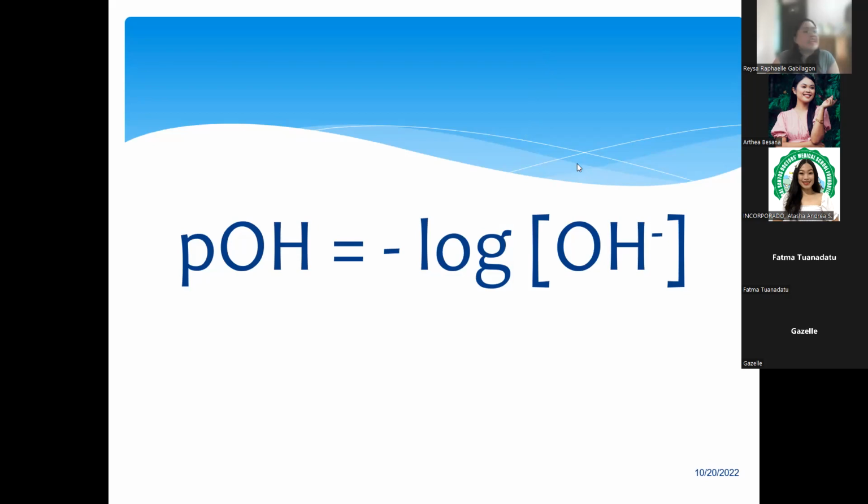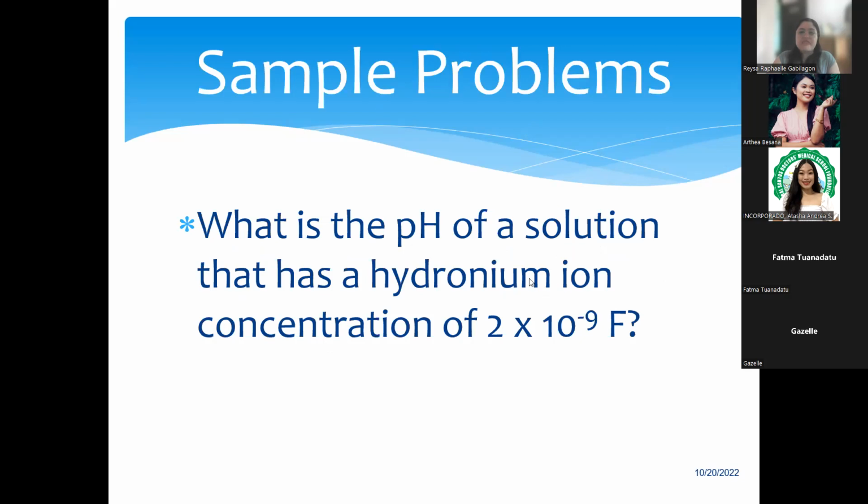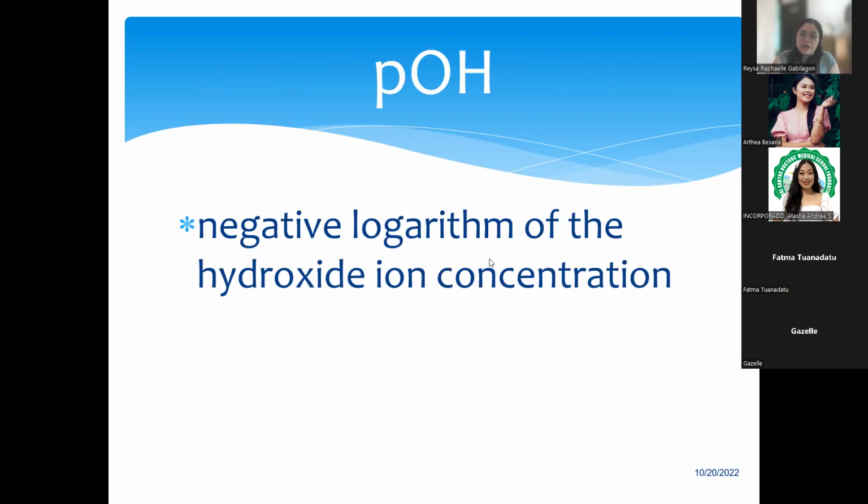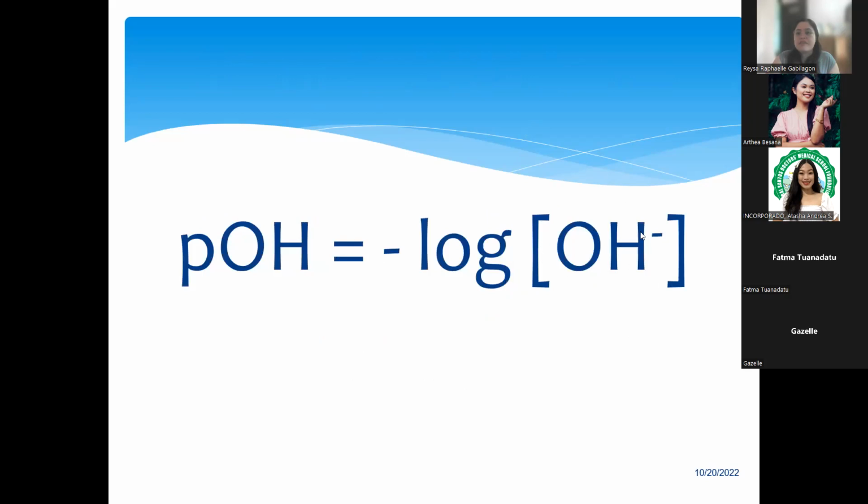So you will definitely know whether you are asked to compute for the pH or the pOH. Because for pH, the given is either hydronium ion or hydrogen ion. But for pOH, what you are asked to compute always has the given hydroxide ion concentration. Okay? So you compute it the same way. Just like this one. What is the pOH of a basic solution?